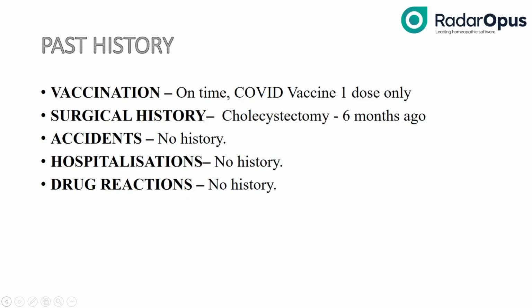In the past history of the patient, vaccinations were on time. For the COVID vaccine, she took one dose only. There was a surgical history of cholecystectomy approximately 6 months ago. No history of any accidents, hospitalization, or drug reactions was found in the past history of my patient.